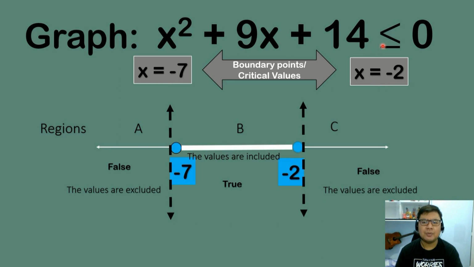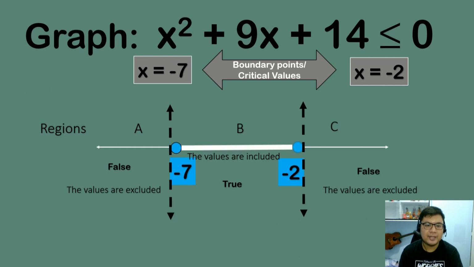So tingnan natin kung ano yung mangyayari dito pag less than or equal. So pag less than or equal to, so yung mga value na negative 7 hanggang negative 2 ay kasama sa ating solution set. So ito yung magiging solution set natin, pag less than or equal to yung symbol natin. So i-test natin kung magiging tama yung solution set natin.